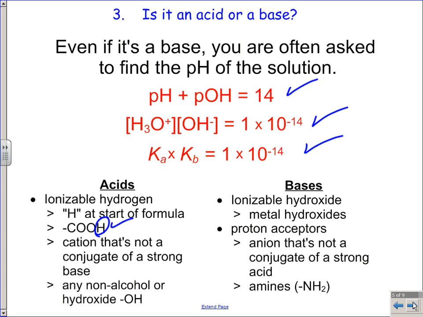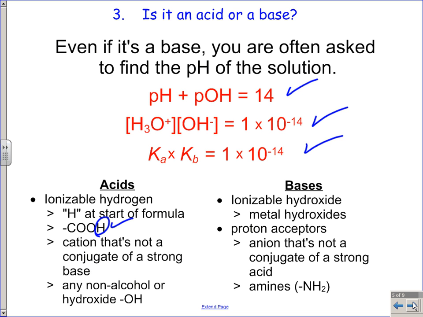And then finally, when you see a formula, particularly when you're looking at structural formulas, you may see an OH on there. Make sure it's not on a carboxyl group. Make sure it's not a metal hydroxide type situation, because then obviously it's going to be an ionizable hydroxide, not an ionizable hydrogen. And make sure it's not an alcohol. So when it's not an alcohol and it's obviously not a metal hydroxide, it's probably got an ionizable hydrogen there.